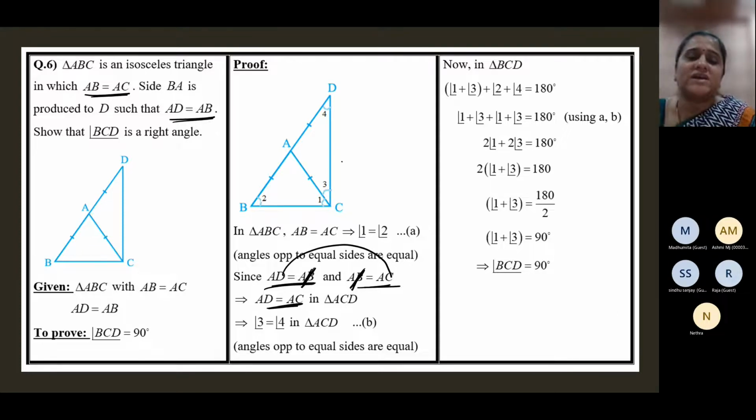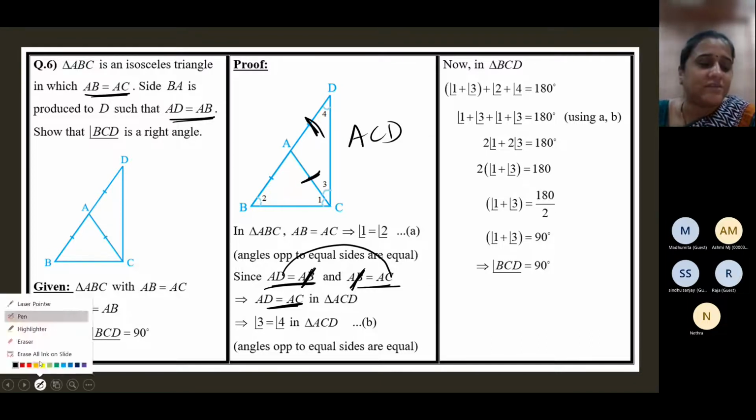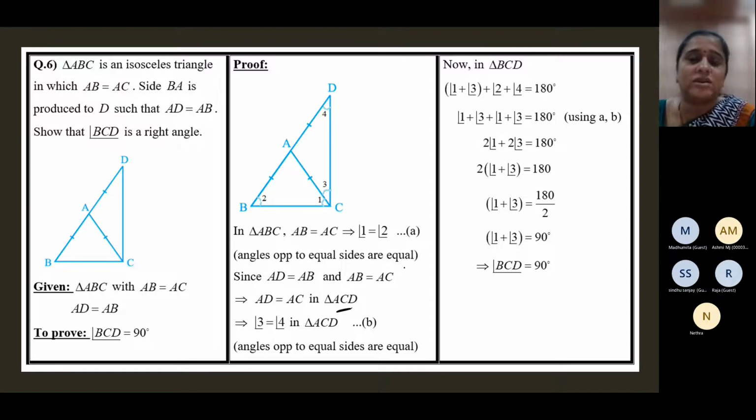And now AD and AC are sides of which triangle? AD and AC are sides of triangle ACD. So AD is equal to AC in triangle ACD. That's a new result we've got. Now again, let's use the isosceles triangle property. In a triangle, when two sides are equal, the angles opposite to them are also equal. So in this triangle ACD, this side is equal to this side. Opposite to this side is this angle. So you want to say that this angle is equal to this angle.